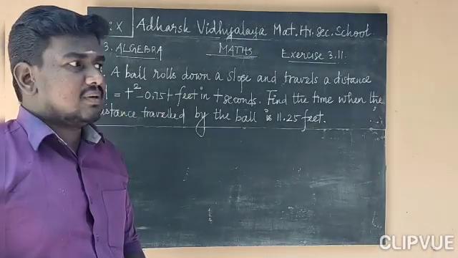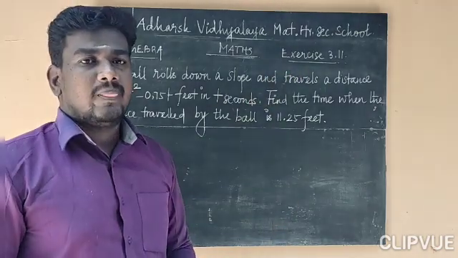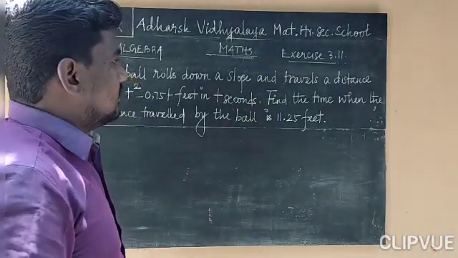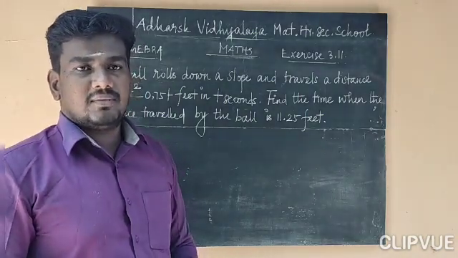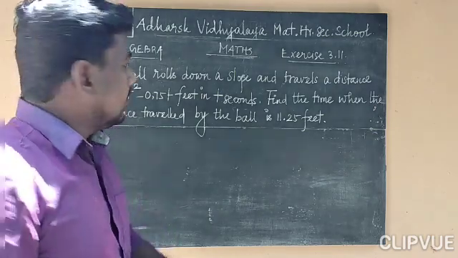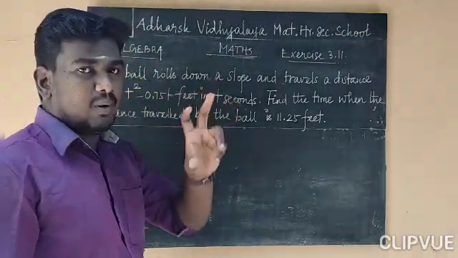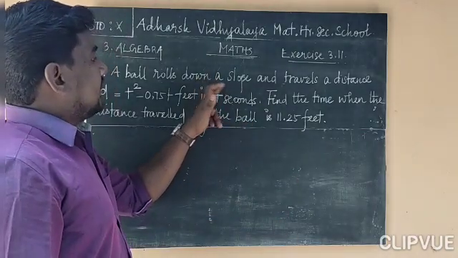Next, question number 3 in the same exercise 3.11. The data are given in words, so we are going to find the equation and then solve it. Okay, look at the question. A ball rolls down a slope.